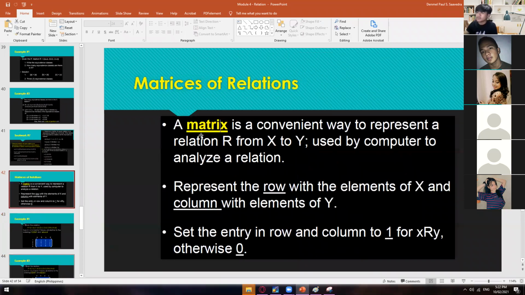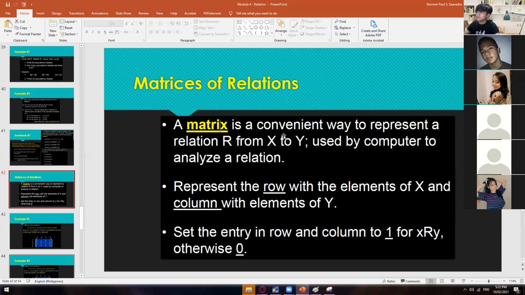All right, so the next one here is matrices of relations. So is there anyone here who's familiar with matrix? All right, so I guess none since no one's speaking.